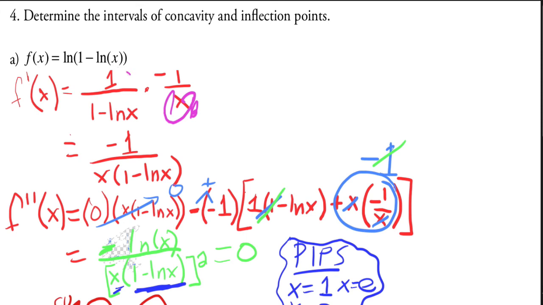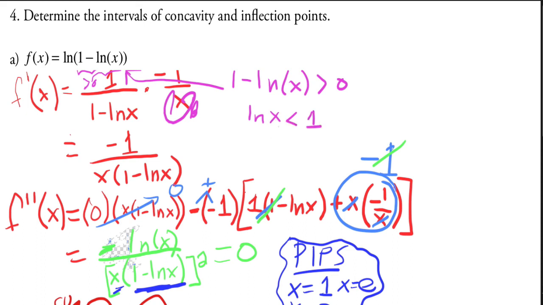So, anyways, notice that this guy right here is only defined if this inside part is greater than 0. So if you ask yourself, 1 minus ln of x greater than 0, well, that would mean that ln of x would have to be less than 1. And the values for which ln of x is less than 1 are from 0 to e, because ln of e is 1. So once you go past e, then this function is actually not defined anymore.